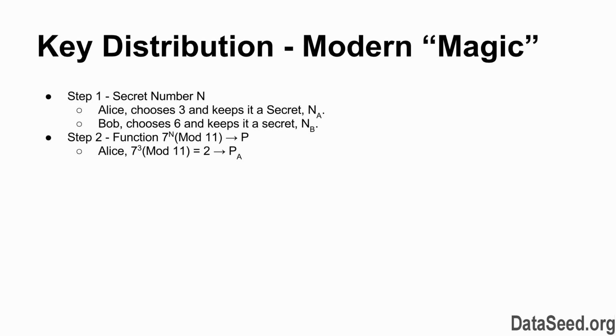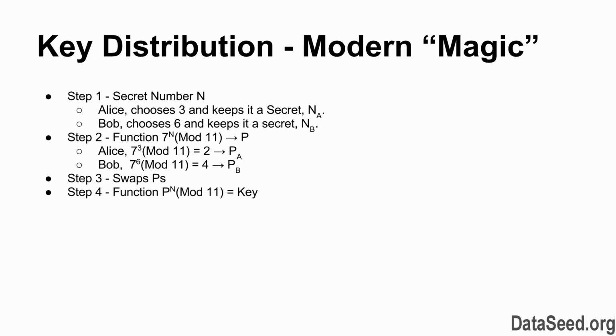For Alice, 7 raised to the power of 3 mod 11 equals 2, or p sub a, and for Bob, 7 raised to the power of 6 mod 11 equals 4, or p sub b. For the third step, they swap their public keys and utilize the function p to the n mod 11, which will give them their shared key.